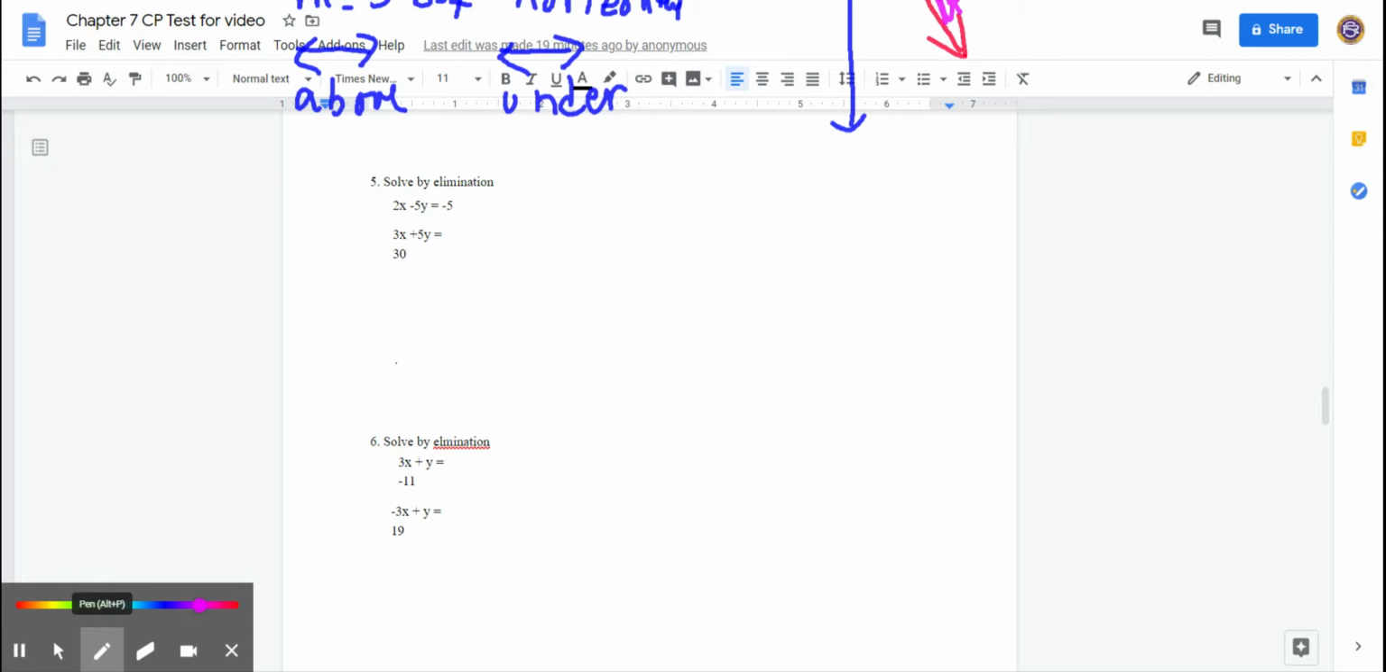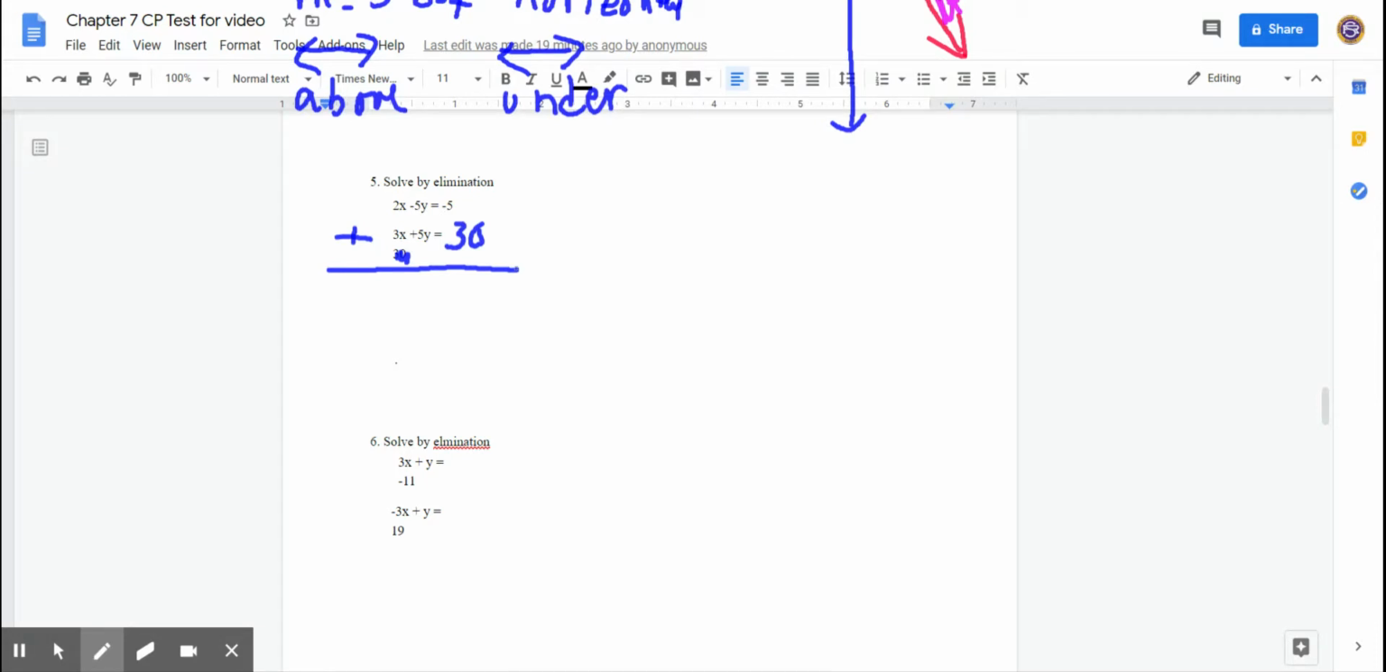So if we look at this first set of equations, this first one should have the 30 over here. So just kind of ignore that. If we look at the x's, we have a 2 and a 3. That's not going to eliminate if we add them. If we look at the y's, we have a -5 and a 5. Well, if we add -5 and 5, we get 0. So when we add these two equations, that y is going to be eliminated.